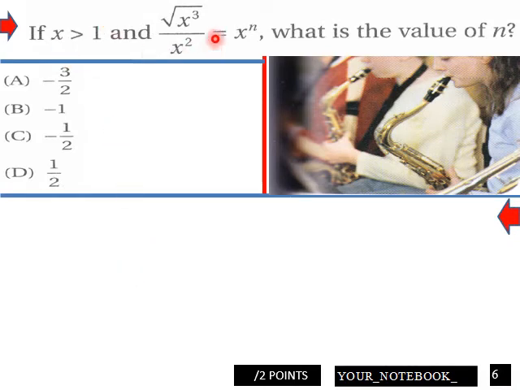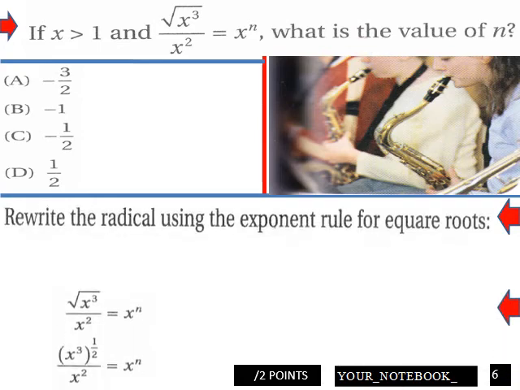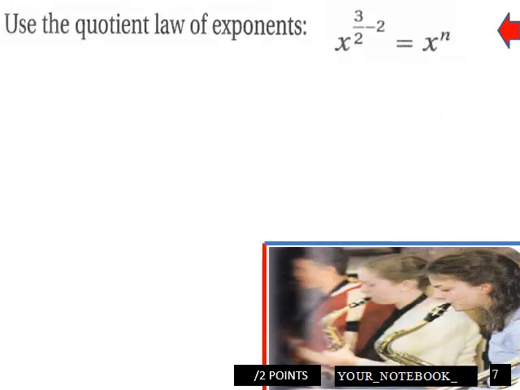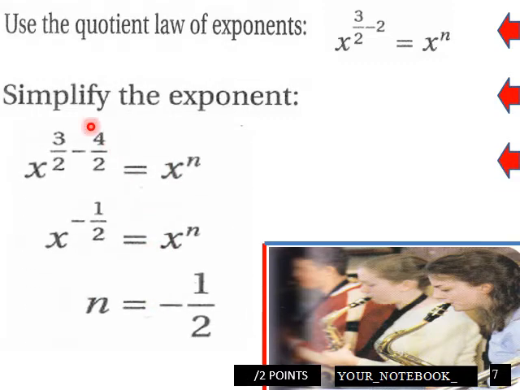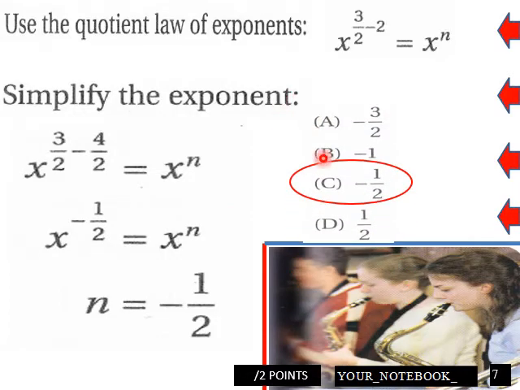So we have an example here, x greater than 1. Then we have this expression here, what is the value of n? Rewrite using the exponent rules. So they're using the quotient law of exponents. Simplify the exponent here. So we have x to the 3/2 minus 4/2 equals x to the n. X to the negative 1/2 equals x to the n. N would equal negative 1/2 by using the exponent rule for solving equations. So our choices would be x to the negative.